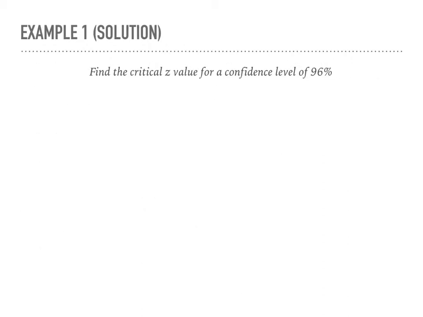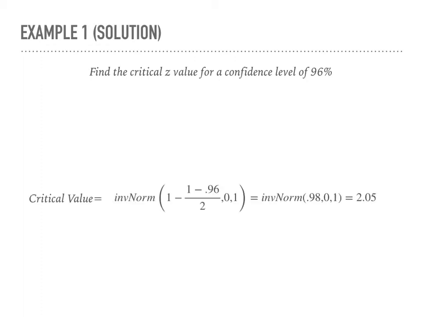Let's practice here with a confidence level that is not one of our common ones. Find the critical z value for the confidence level of 96%. So our critical value, using the inverse norm function, we have 1 minus the ratio (1 minus 0.96) divided by 2, and then a mean of 0, standard deviation of 1. So we get a critical value of 2.05.